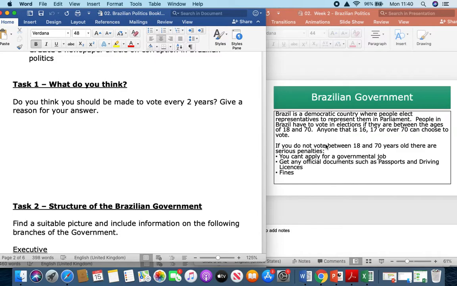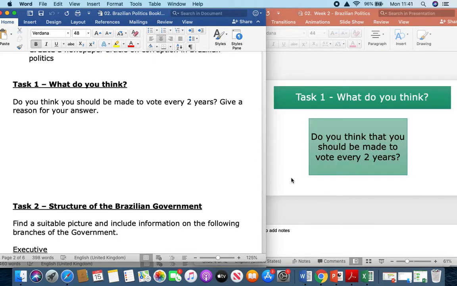Basically, Brazil is a democratic country where people elect representatives. People in Brazil have to vote in elections. Anyone who is 16 or 17, or over 70, can choose to vote. However, between 18 and 70, you are required to. If you don't vote, you can't apply for a government job, you can't get official documents, you're not able to get a passport or driving license, and there are also fines.